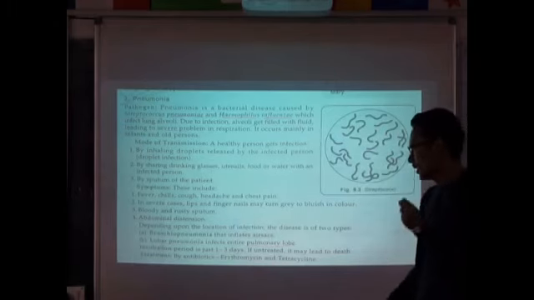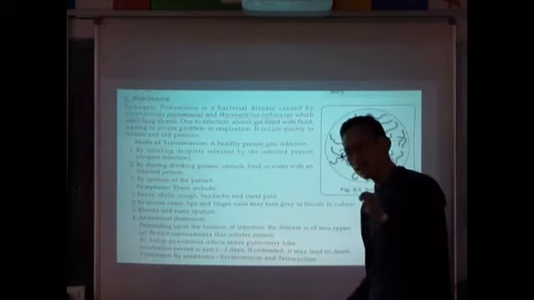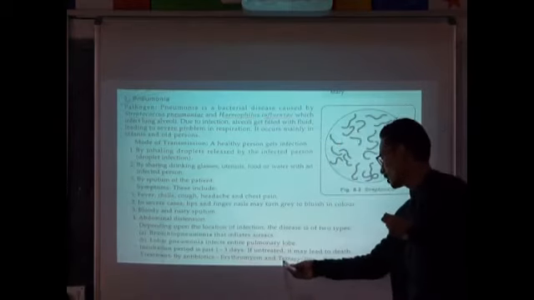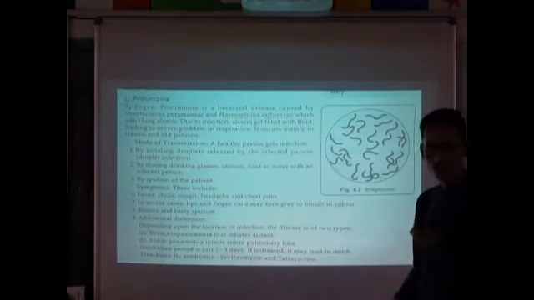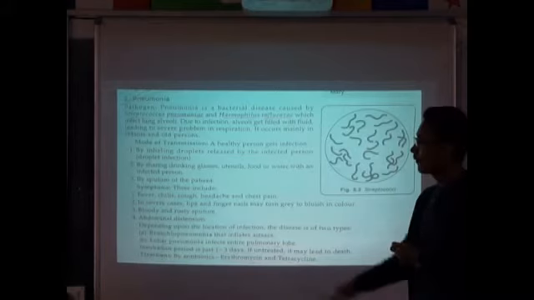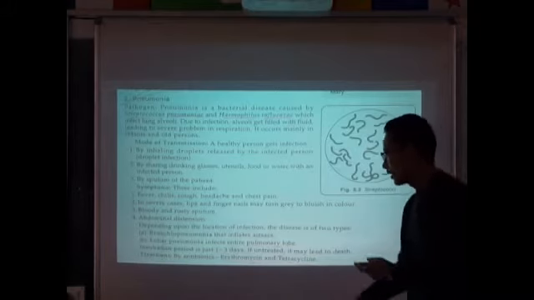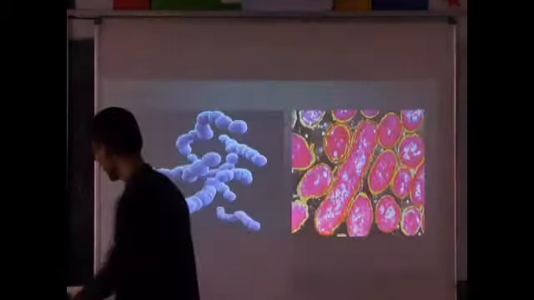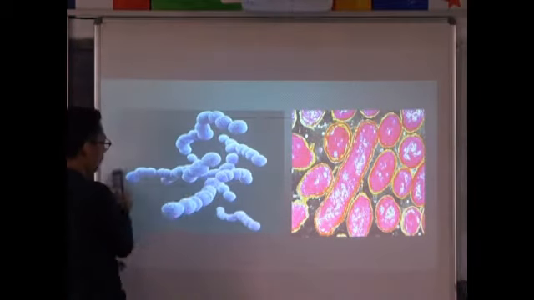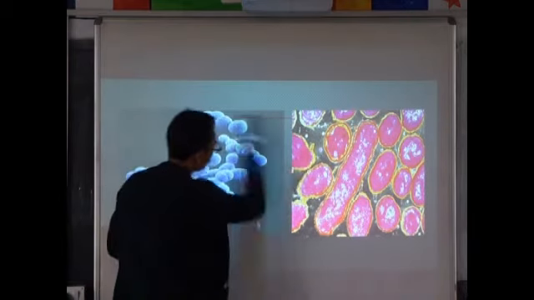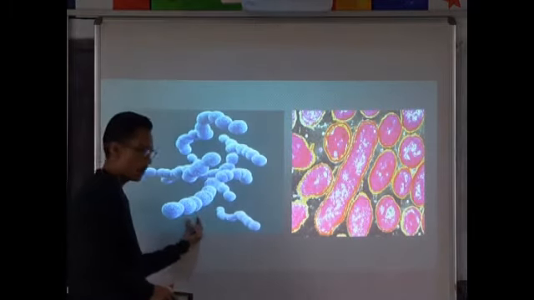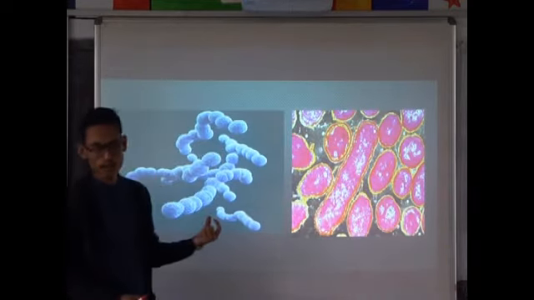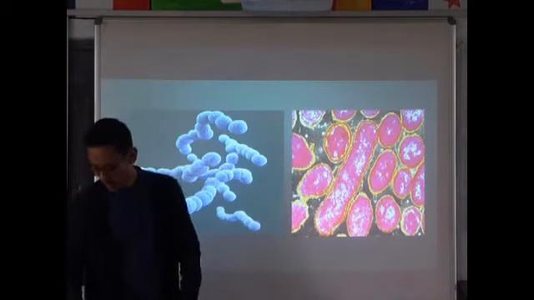Treatment is with the help of antibiotics, and what are the names of the antibiotics that can be given? Erythromycin and tetracycline. These are the drugs which can be given to individuals suffering from pneumonia. Clear? Here you can see the diagrams of the bacteria. This one is Streptococcus pneumoniae and this is Haemophilus influenzae, which cause pneumonia. Clear?